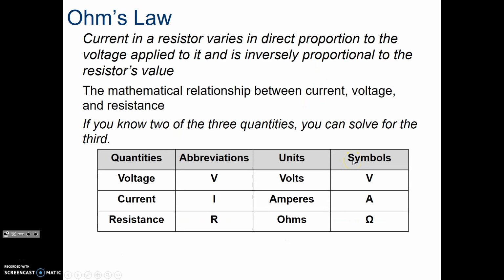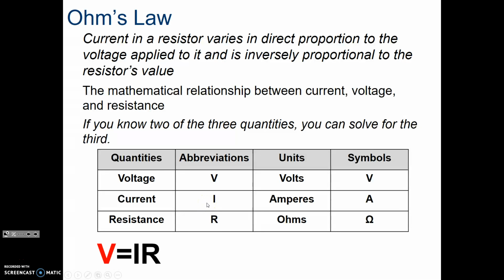So Ohm's law is the law that we can actually calculate voltage, current, and resistance amongst each other. And so that is found in the equation called Ohm's law. So voltage, abbreviated by V, units volts, and symbolized by V. Current, symbolized by the letter I, units are amps, and its symbol is A. Resistance is R, its units is ohms, and is symbolized by the omega. These are going to be in your equation.